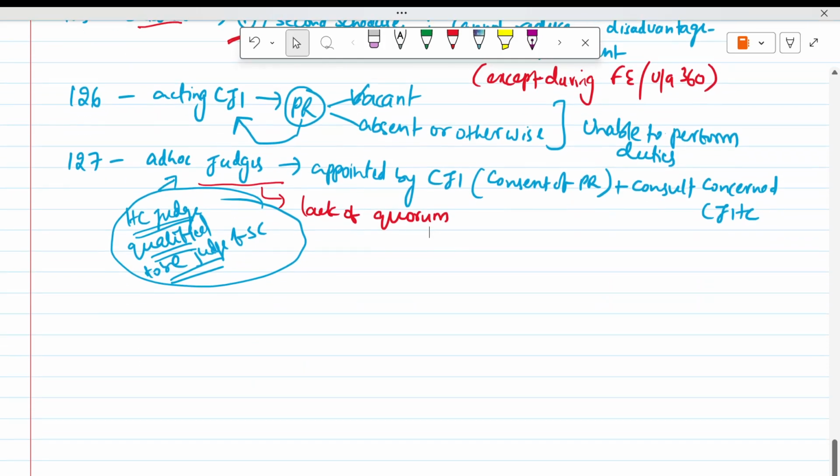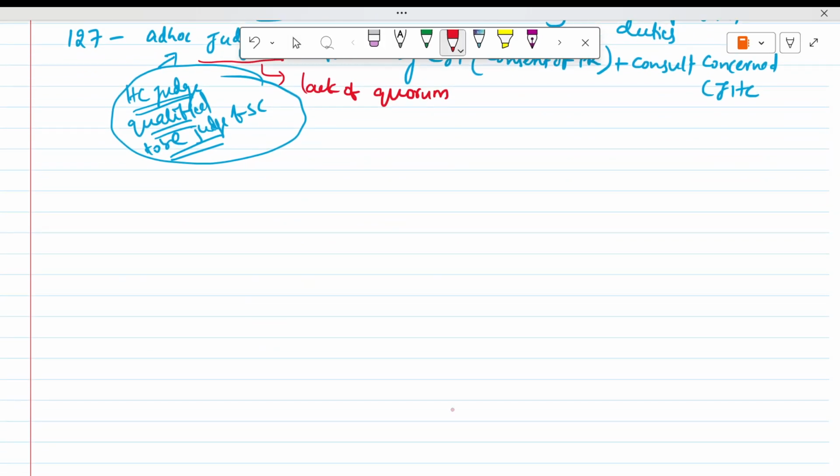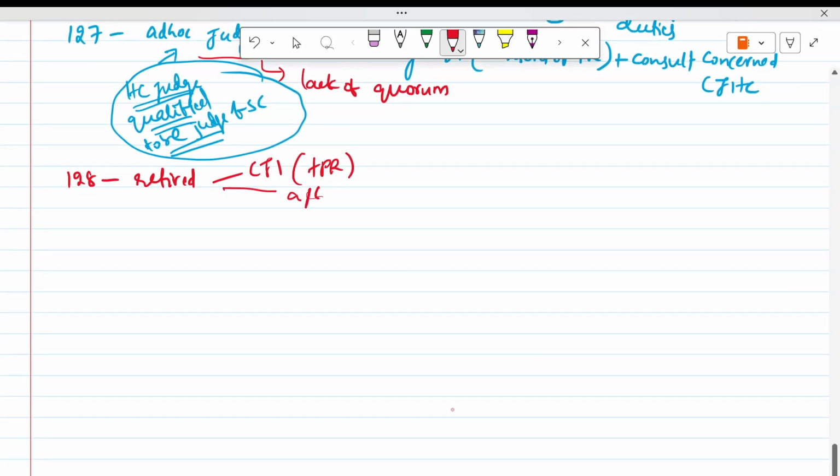Then 128, appointment of retired judges, again by the CJI with the approval of the President. The President's consent must be there. And whatever allowances are there.